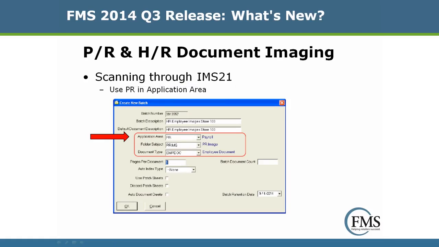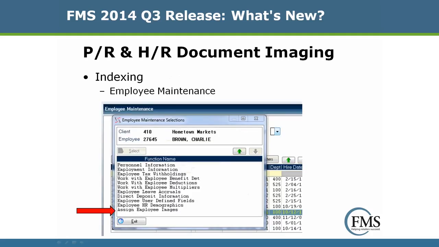Once image types have been set up, users are ready to scan and index employee documents. As mentioned, the process is very similar to AP and GL imaging. Simply create a new batch using the IMS 21 batch maintenance. On the Create New Batch screen, choose PR for the application area, PRIMG for the folder subject, and EMPDOC for the document type. PR images must be scanned into separate batches from the AP and GL documents. Scan and save the batch as usual.